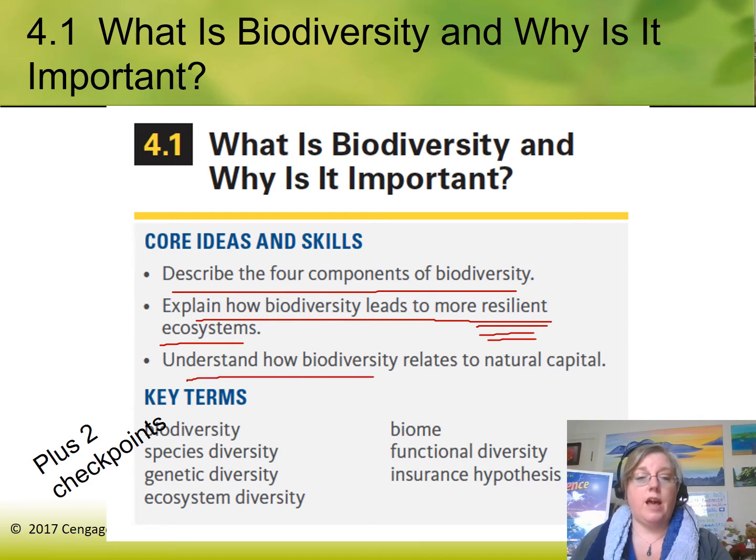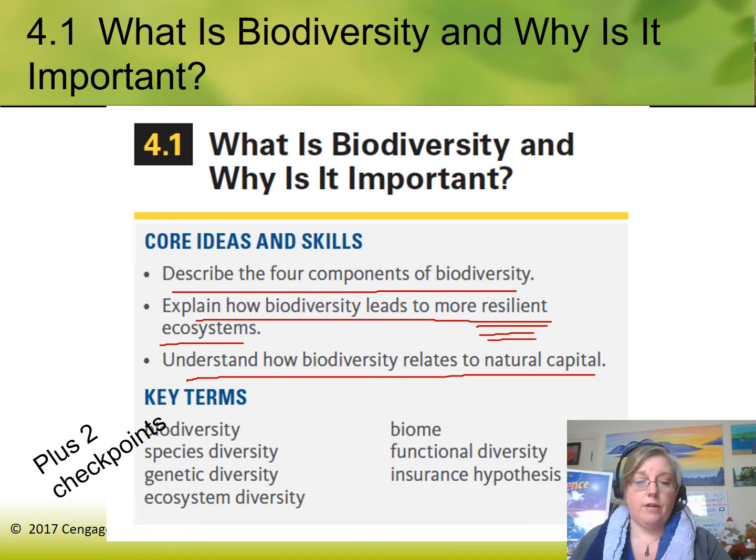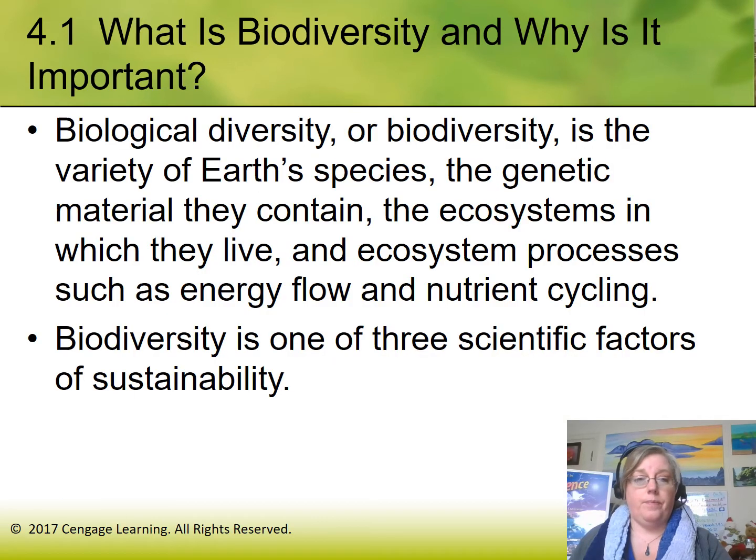And then understand how biodiversity relates to our natural capital. Remember that all of the things that the earth does for us, it's almost like our paycheck, right? And so the healthier the earth is, the bigger our paycheck can be, the more we can use what we have here from the earth, which is why we have to take care of it. That's the earth taking care of us. So biodiversity helps to give us more natural capital. And then, of course, we have different vocabulary words that we'll be using throughout this section. All right, and so moving on.